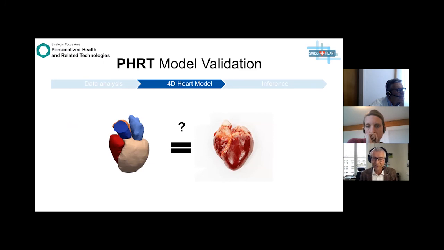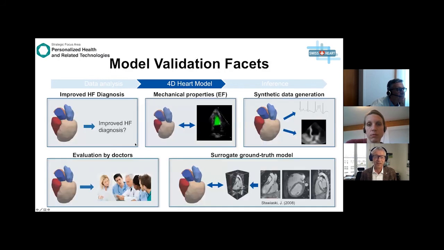Now, what is the validation all about? The question is, with much more detailed physical model, is it captured in as much as it's necessary by our digital heart model? That's the question. And so we identified 5 different facets of this validation. First, we want to improve heart failure diagnosis. Is it useful at all in clinical practice? The second one is it plausible from a mechanical point of view? Ejection fraction would be a measure to check that for this model here.